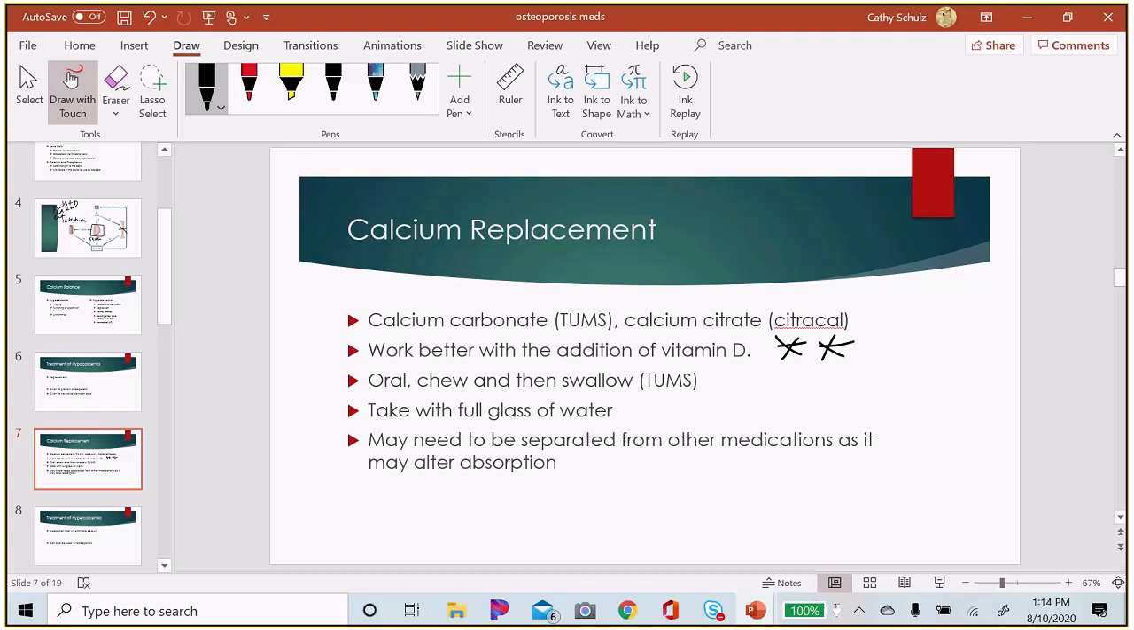Calcium citrate or Citracal comes in pill or chocolates. The pill can just be swallowed. The chocolates are obviously chewed and swallowed. Tums are chewed and swallowed, and then with a full glass of water. Because you're taking calcium, it can alter the absorption of other medications, so you should separate it from other medicines.